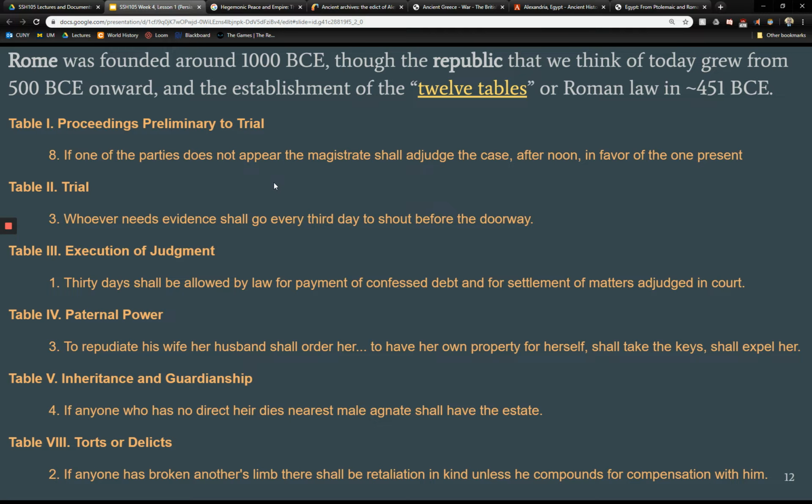Table 2, matters dealing with trial, is that whoever needs evidence shall go every third day to shout before the doorway. This is of the court building. So as you're finding evidence for a trial, if the trial is delayed because you are finding evidence, you have to check in every 3 days to let them know what's happening.